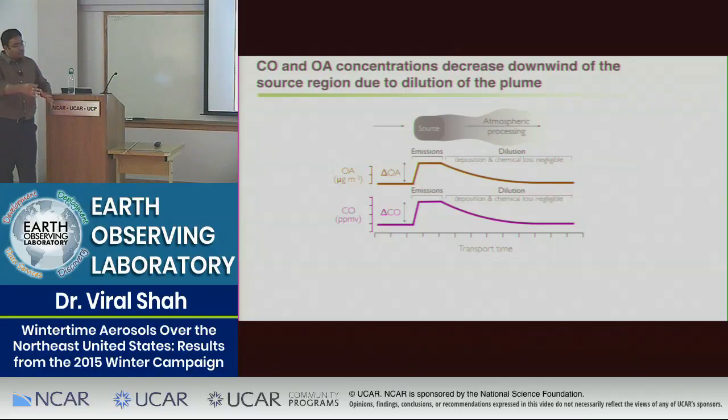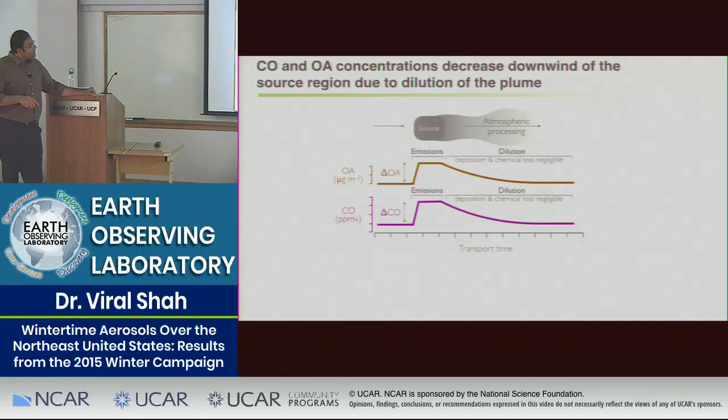change the concentrations. Upwind of the source regions, CO and organic aerosol concentrations are low because the air is cleaner. As it picks up emissions, the concentrations increase. And as it goes downwind, because of dilution, the concentration decreases. Dilution is because of mixing of cleaner air surrounding the plume, and the concentrations go down. We can neglect oxidation and deposition on shorter time scales of a couple of days or so.